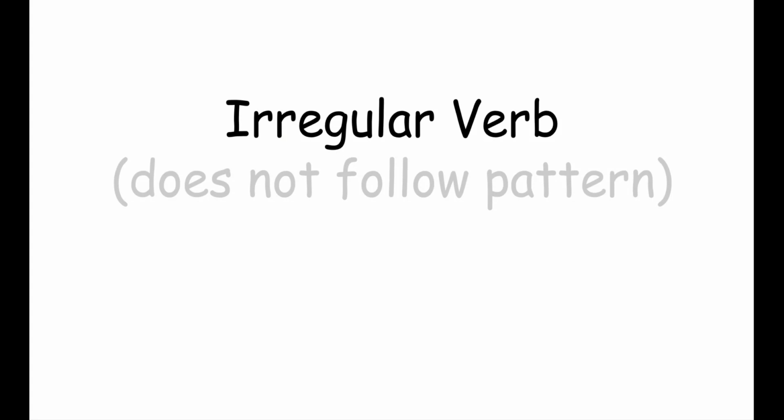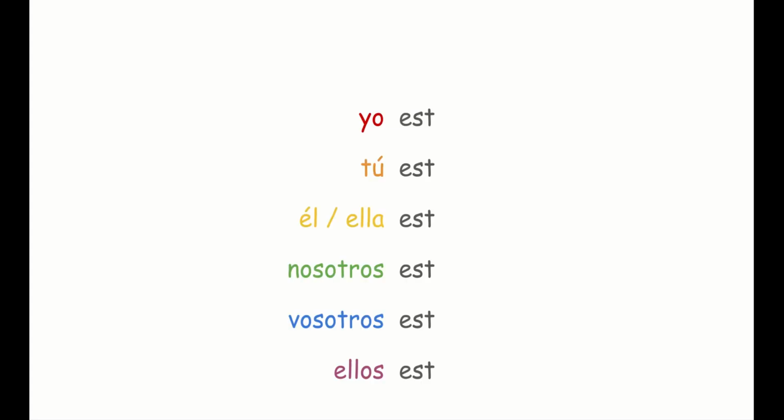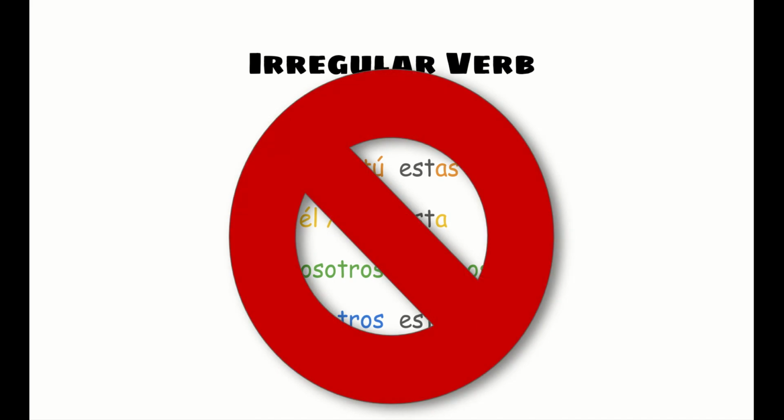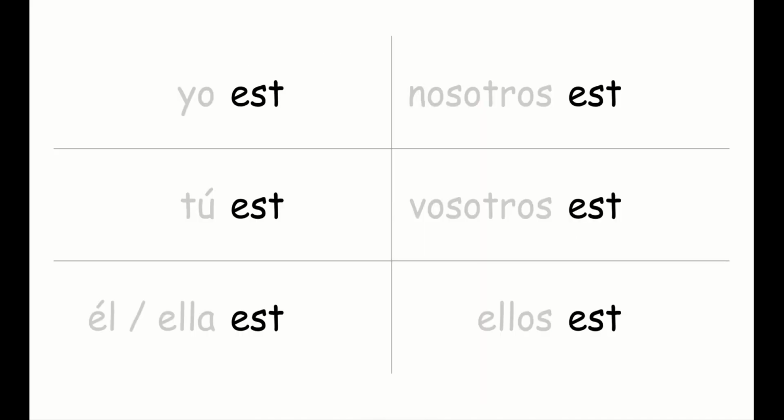So estar is an irregular verb, which means it does not follow the normal pattern. So if you try to conjugate it normally by putting an o for yo, an as for tú, an a for él or ella, an amos for nosotros, an áis for vosotros, and an for ellos, you would not conjugate it right because it's an irregular verb. So don't conjugate it like that. Instead, there's just a couple things you need to know about how to conjugate it. It's almost normal. It almost follows the pattern, but there's just a few small things that you need to remember when you're conjugating this verb.